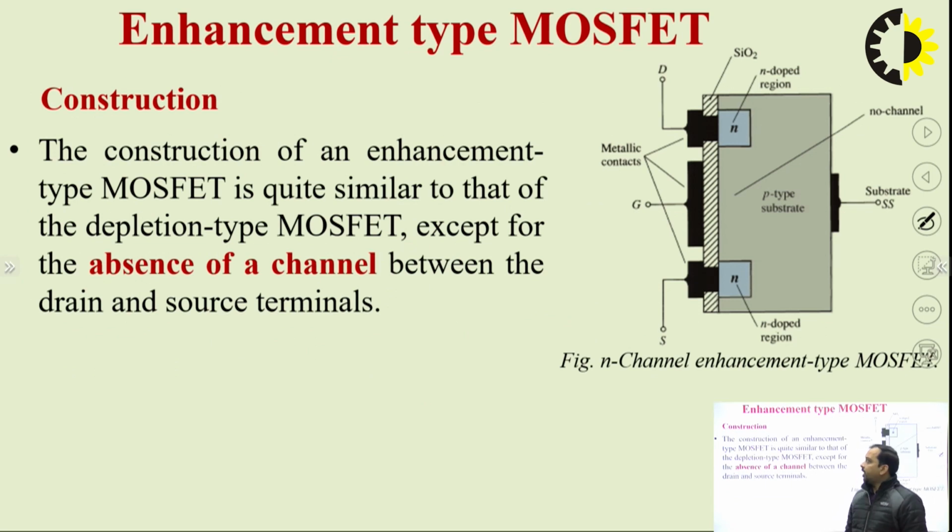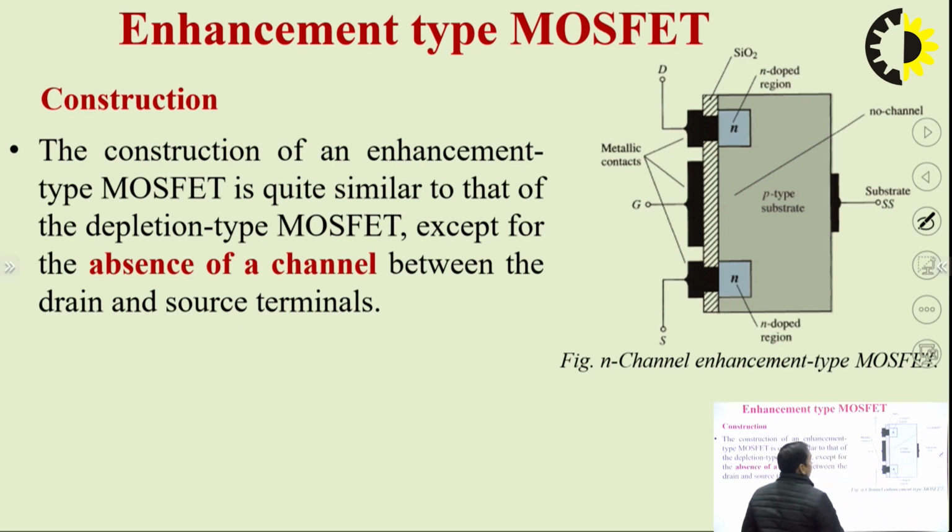So the second type of MOSFET is the enhancement type MOSFET. As we have already seen in our last lecture, in the depletion type MOSFET the channel was already present during the operation phase, whereas in the enhancement type MOSFET, the channel is absent and the channel will be formed during the operation. So first of all, we will be seeing the construction part.